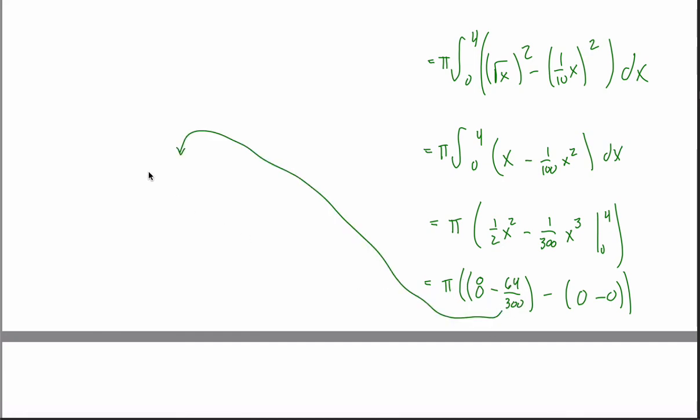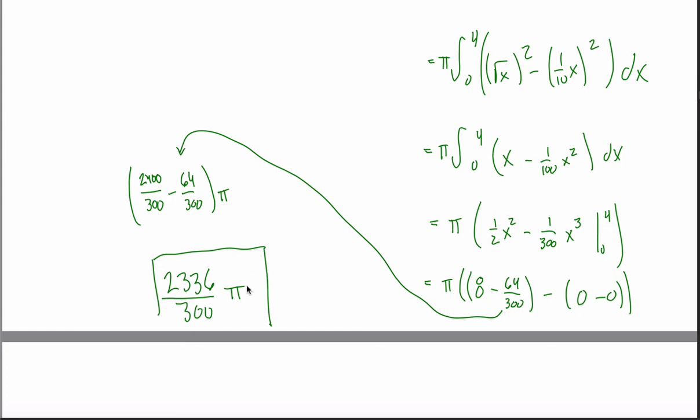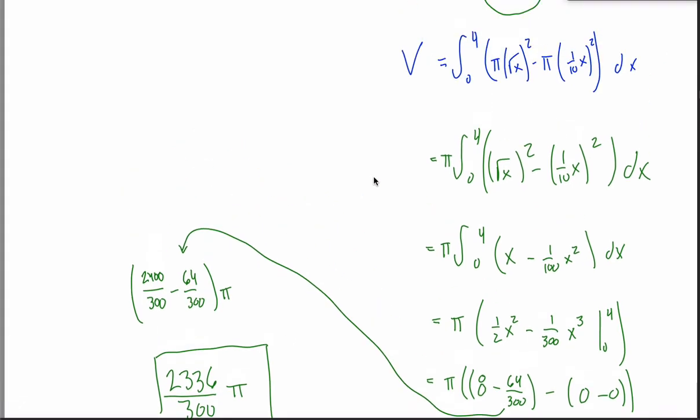Let's see, 8, if I got a common denominator, it'd be 2400 over 300, and then I have to subtract 64 over 300 and multiply that by pi. And subtracting those two numbers, I get 2336 over 300. I don't even want to do this. You get some number, you can figure out what that number is. You can write it as a fraction that's not reduced. I don't really care.